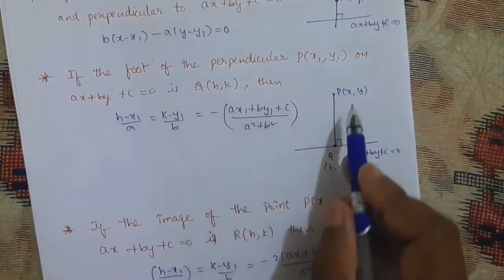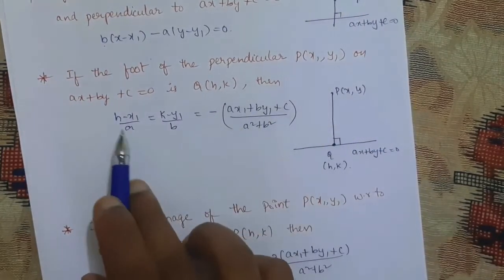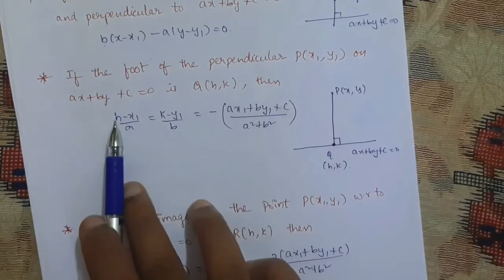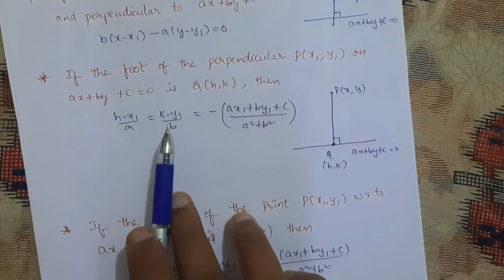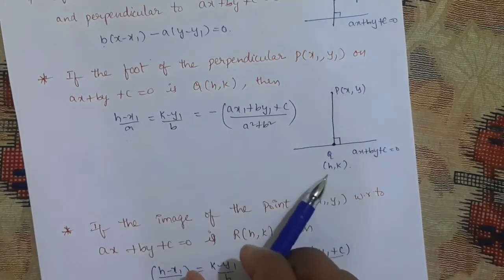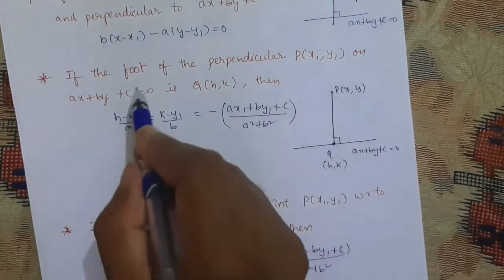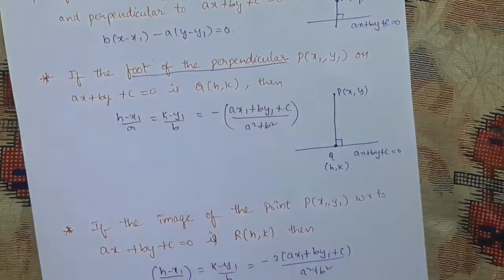If you simplify this, you will get a constant. If you equate this to the constant, you will get the h value. If you equate this value to the constant, you will get the k value, nothing but (h, k), that we will consider as the foot of the perpendicular.